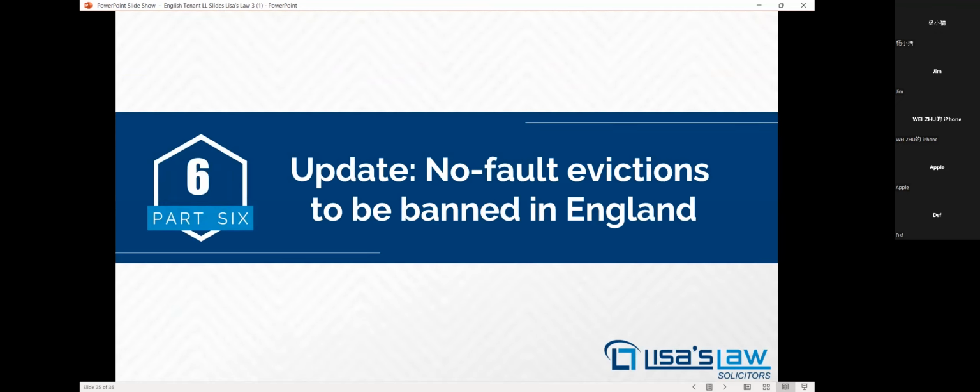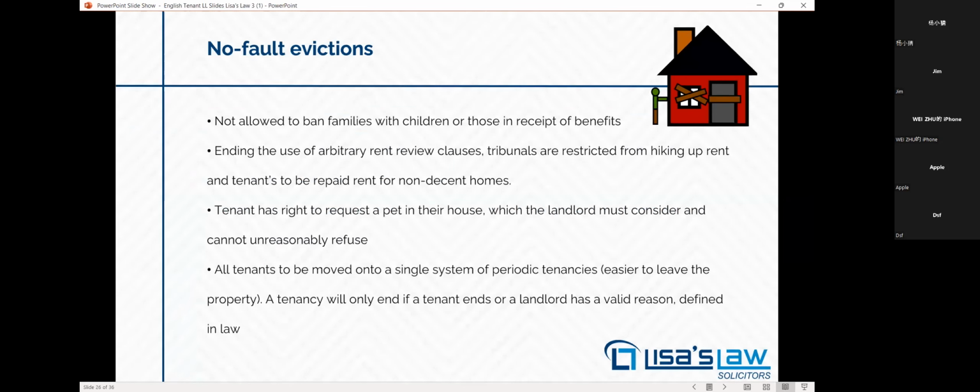So there is this new update. I'm not sure how many of you have actually seen it. It's called a no-fault eviction to be banned in England. I think this is quite huge news, just 1 or 2 weeks back. It has been ongoing, but recently there's an update. So this is not enforced yet.